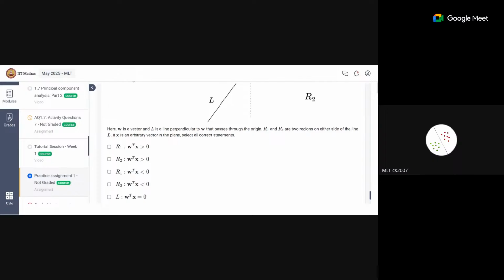Okay, do you know about hyperplane? No, ma'am. My doubt is: if I am talking about the vector W, which is in region 1, then if we satisfy it, in region 1 all the points will hold that region 1 will have all points such that W transpose X will be positive.